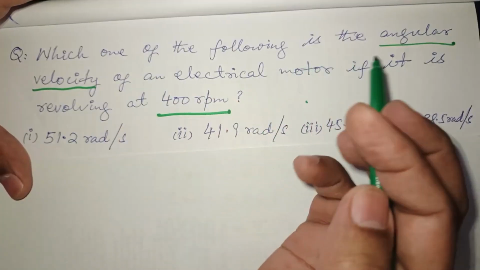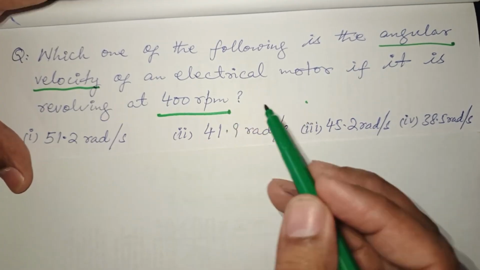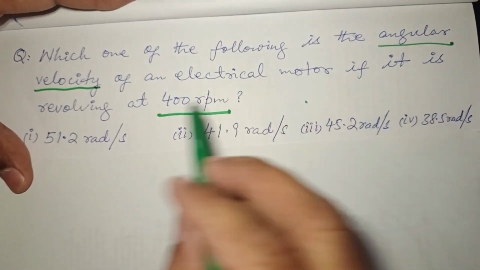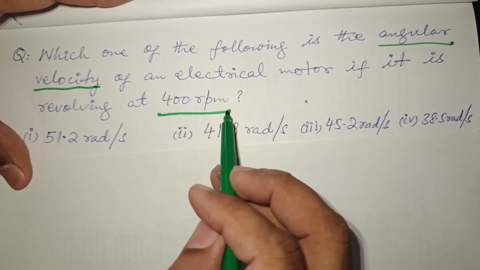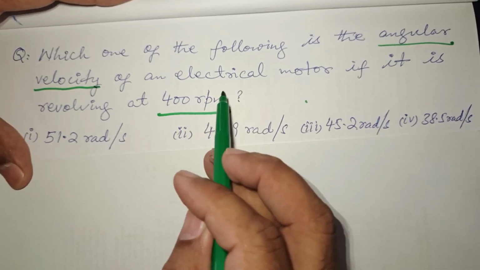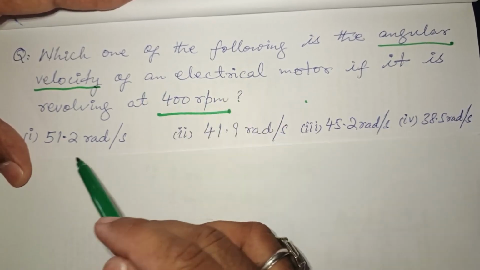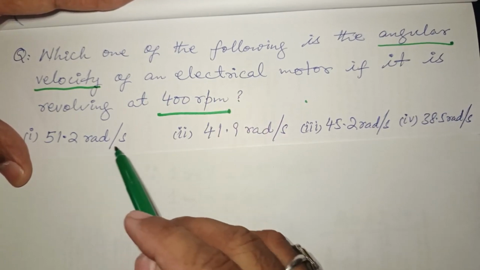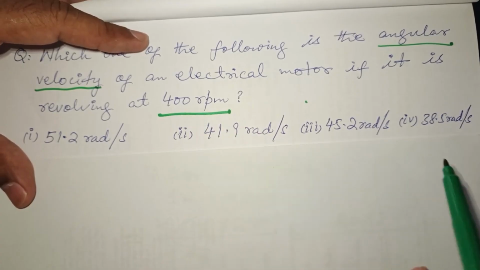Which one of the following is the angular velocity? We have to find out the angular velocity of an electrical motor if it is revolving at 400 revolutions per minute. When you look at revolutions per minute, you can find that it is also indicating the angular velocity. Then when you look at the options, you will find that the options are given in radian per second. So we have to convert revolution per minute into radian per second.